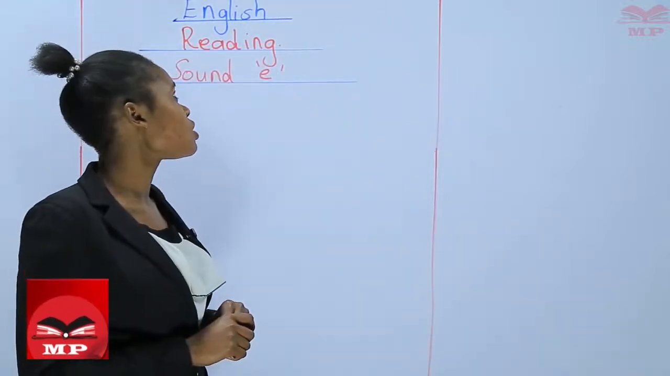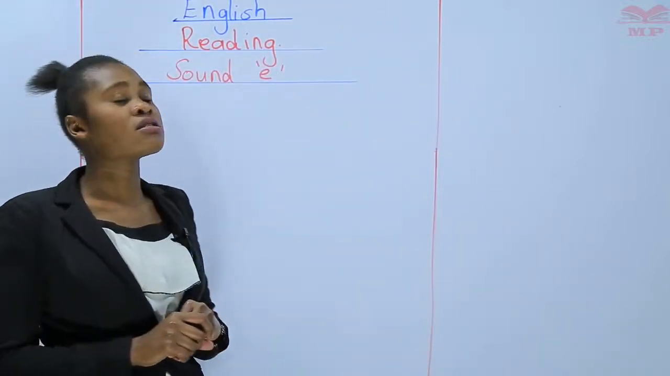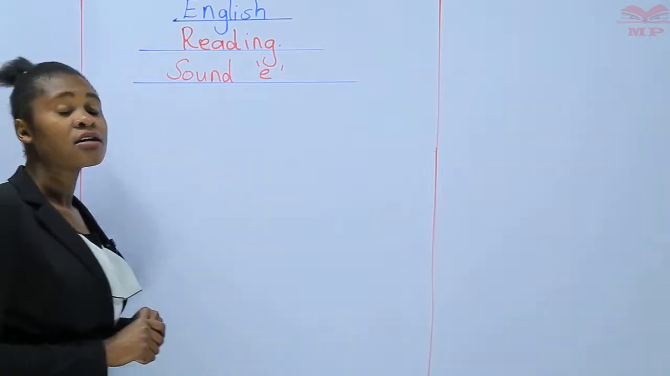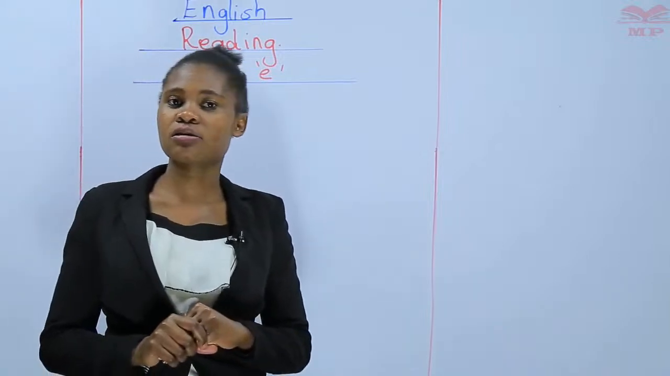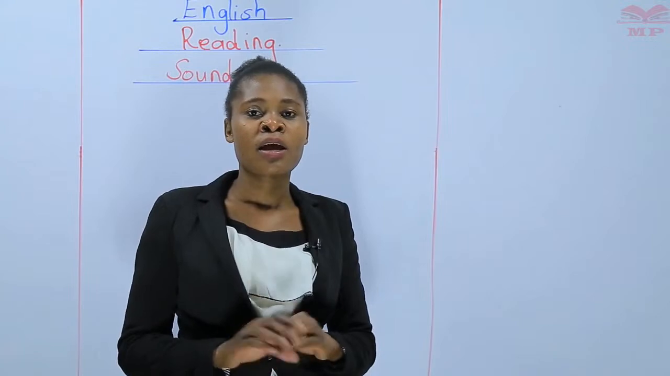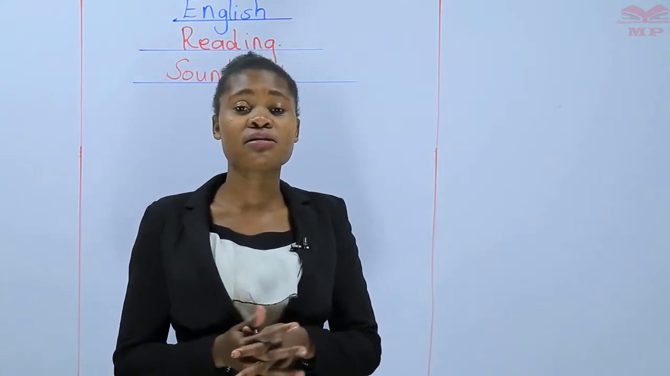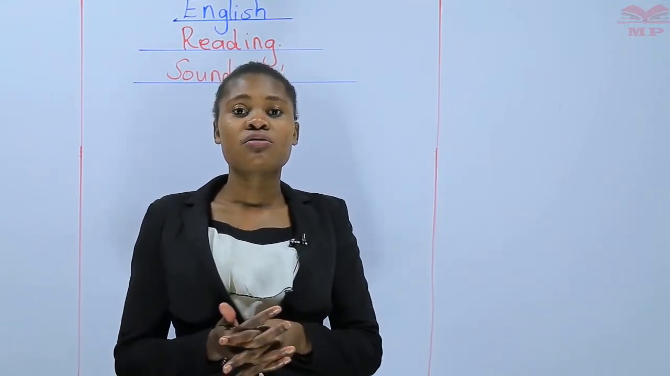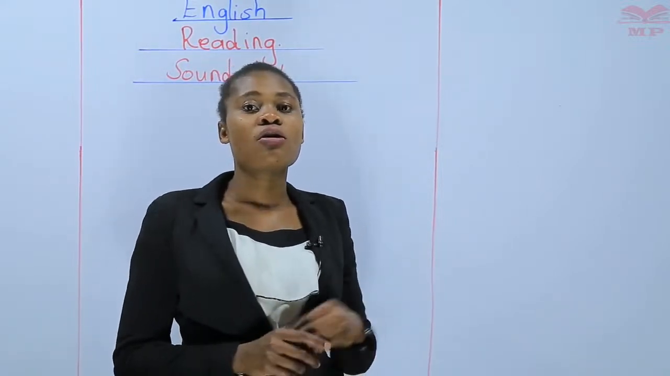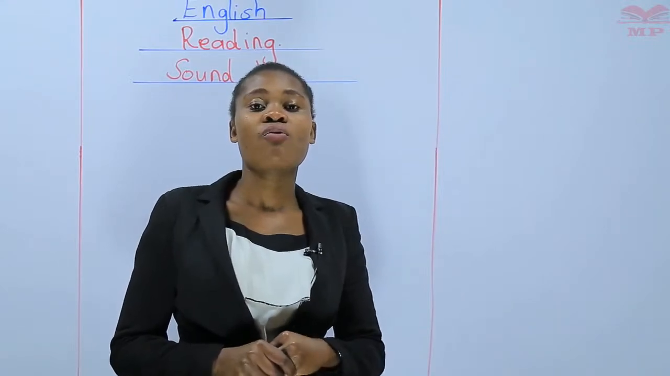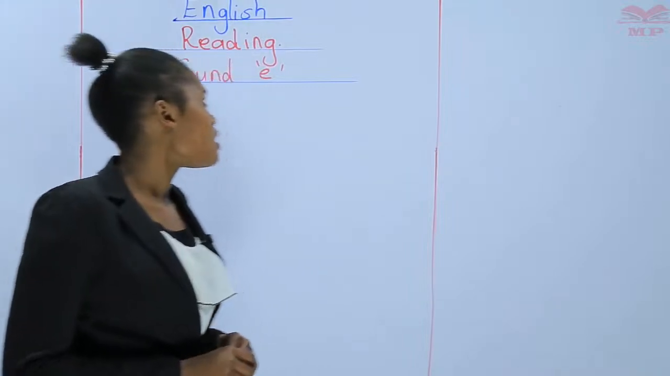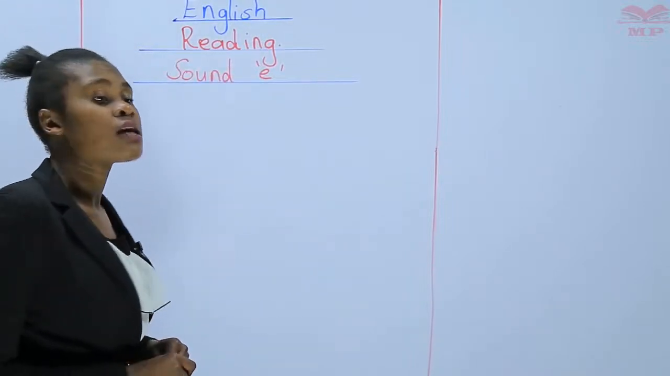Now we are still continuing with reading, but for this lesson we shall learn a different sound, sound A. So welcome to the lesson and let's all learn these words that have sound A. Now sound A is a vowel sound and it can be used either at the beginning of a word or within the word or at the end of a word. It depends with the type of word. Now let's look at the examples of words with the sound A.